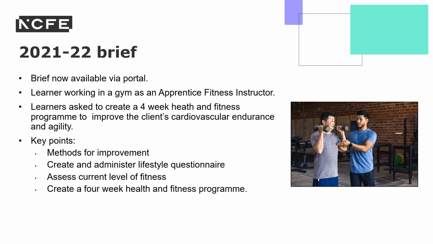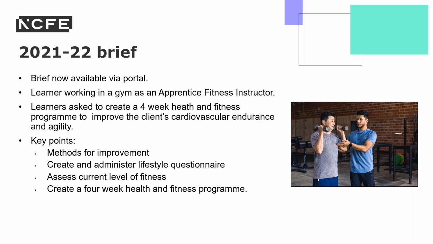Current levels of fitness should be assessed, and learners should explore the different ways that CV and agility can be tested. They should carry out at least one test with their selected client, and record the results of both tests. So just to refer, that's one test for each, one just for CV and one for agility.